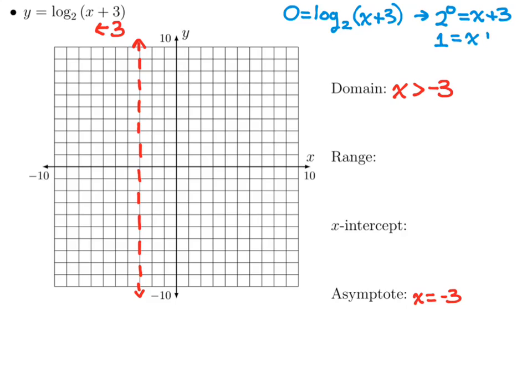2 to the 0 is 1, so 1 equals x plus 3. Subtract 3 from each side. Boom. X equals negative 2. So the x-intercept is at negative 2, 0. Go ahead and make that dot. Boom. I made the dot. Now you can make the logarithmic swoosh. You've got your graph down. The only thing you're left missing is the range. But the range for all logarithm graphs is all real numbers.